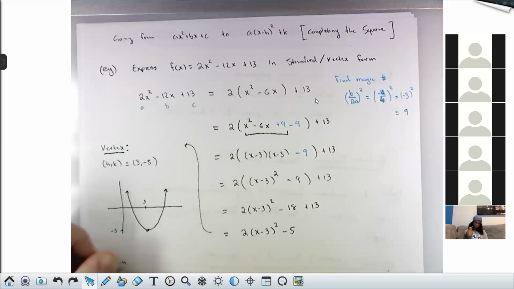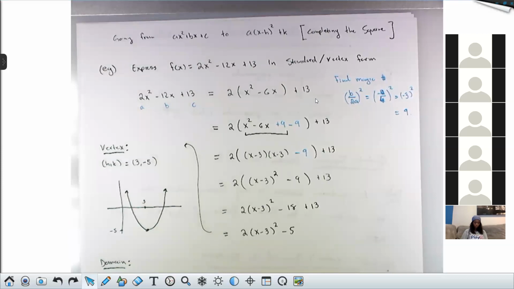The domain, we could argue either from the graph or algebraically, since this function has no domain red flags, right? There's no variables downstairs in fractions. There's no variables under even roots or anything like that. Because this guy has no red flags, we know the domain is going to be all real numbers.